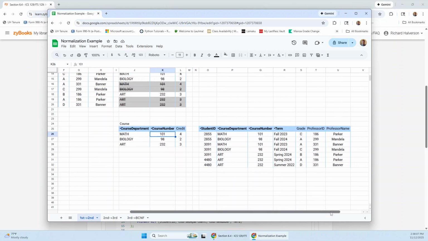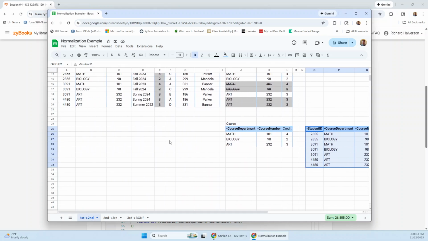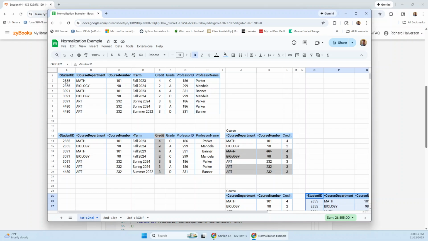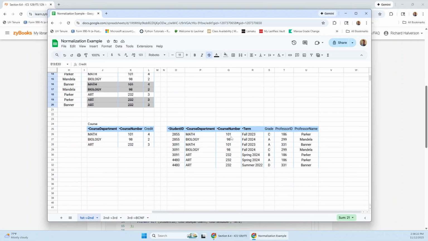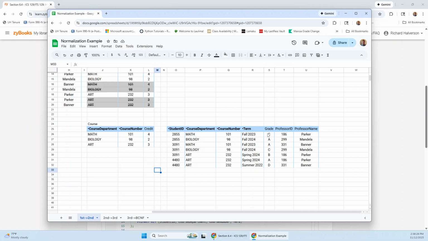And then here is what's remaining. This table is the original table without the credit column. So now it's in second normal form because there's no non-key column that depends on only part of the primary key.